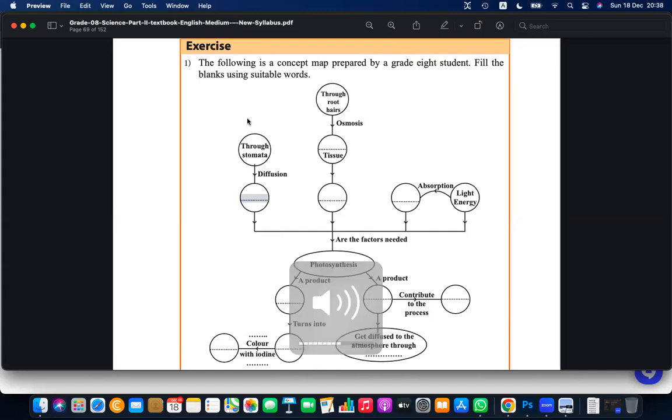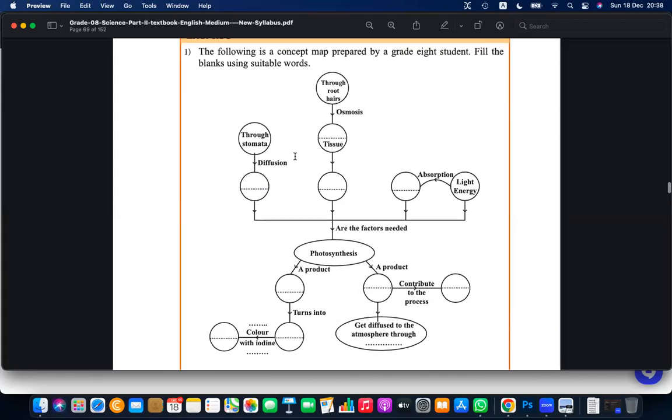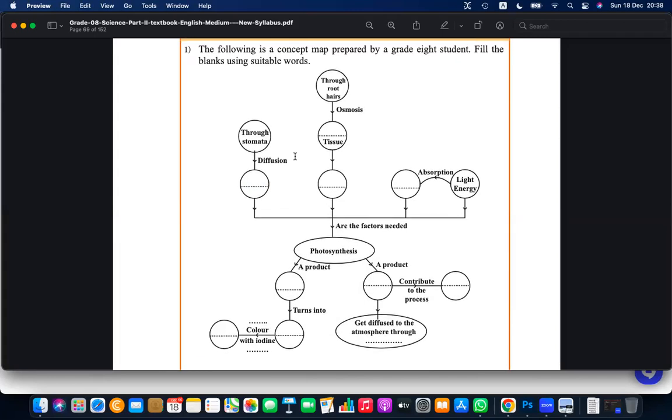Have you done it? Isn't that so? No, sir. I thought that you have done this because this was given last week, right? Anyway, okay, doesn't matter. But tell me, what should be there?